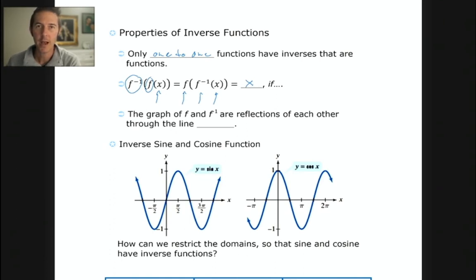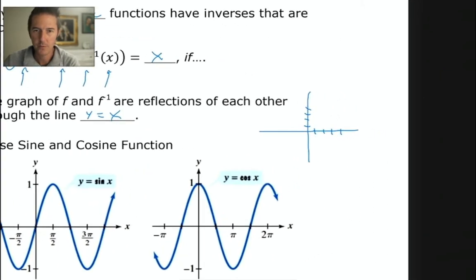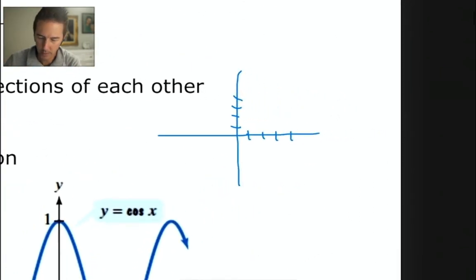Visually, graphically, the graphs of f and f inverse are reflections of each other over the line y equals x. Now, let's just look at this graph real quick. I'm going to plot the point (1, 4). And then I'm going to take the x and y coordinates and switch them. I'm going to swap the x and the y, and I would get (4, 1), which is out here.